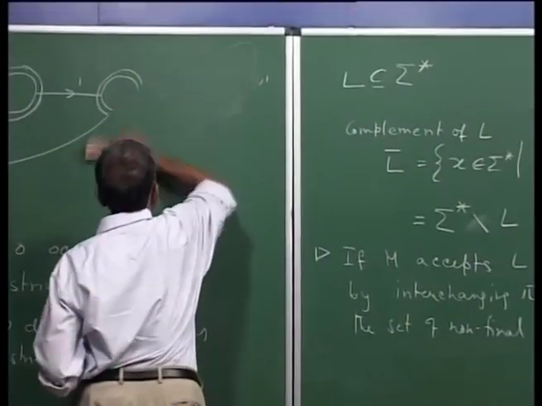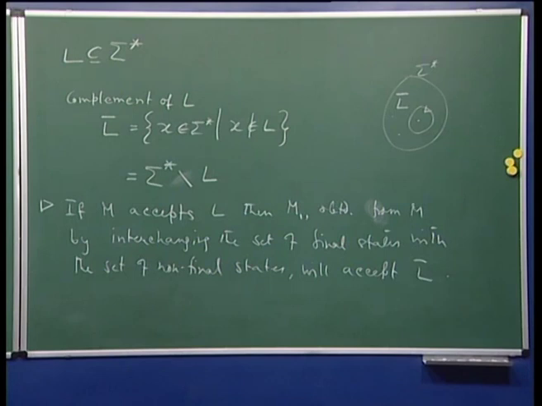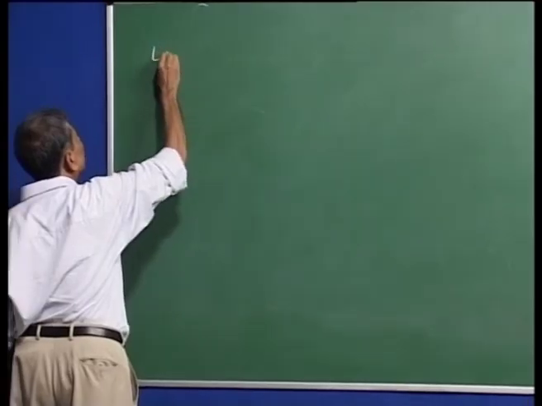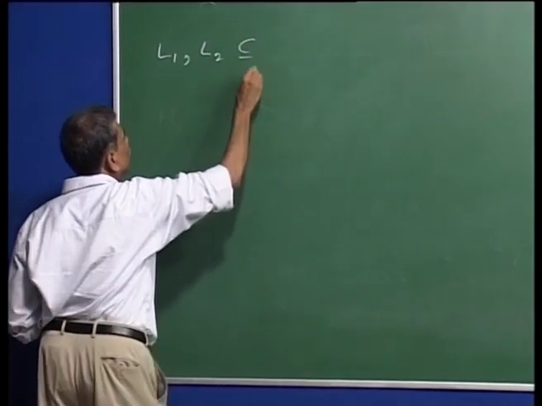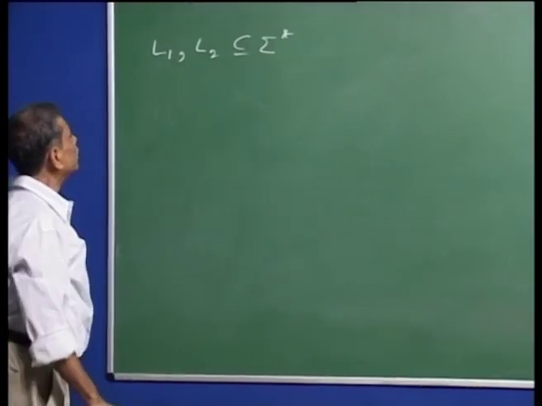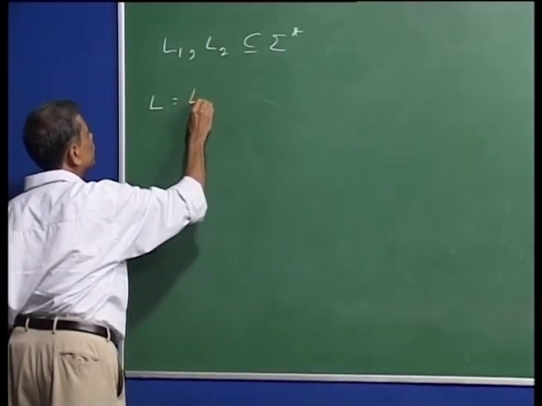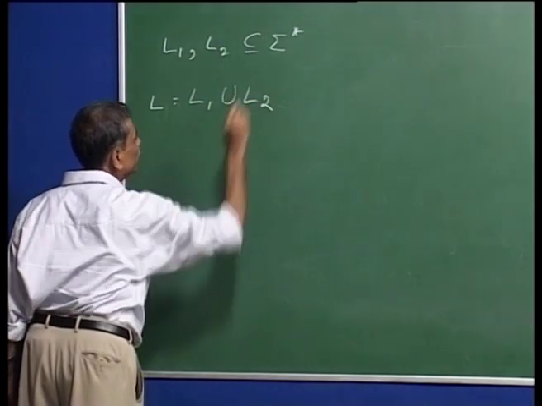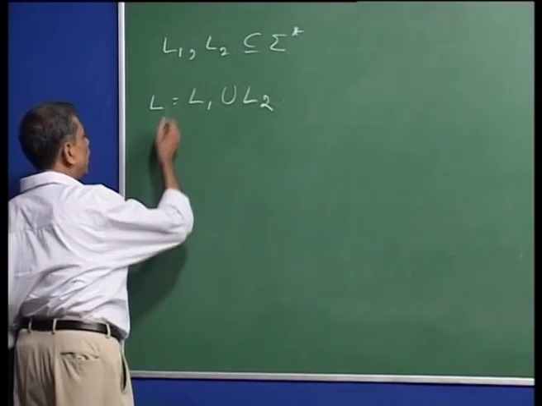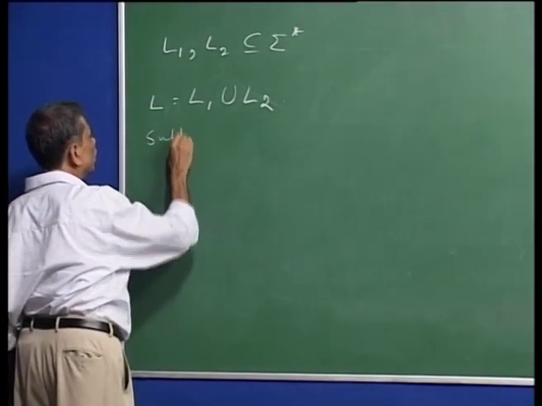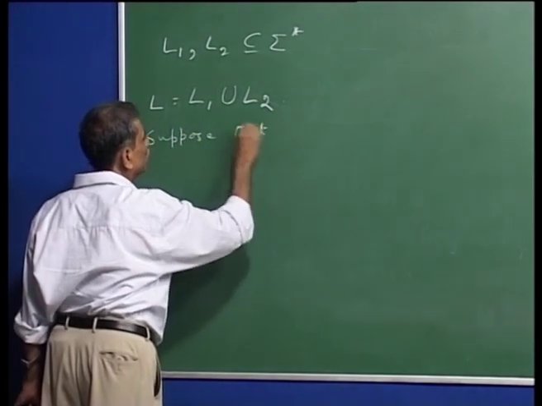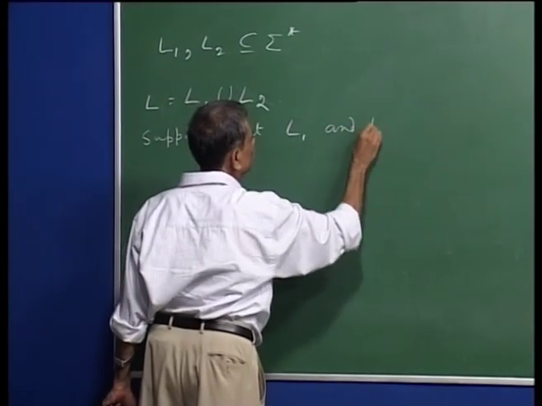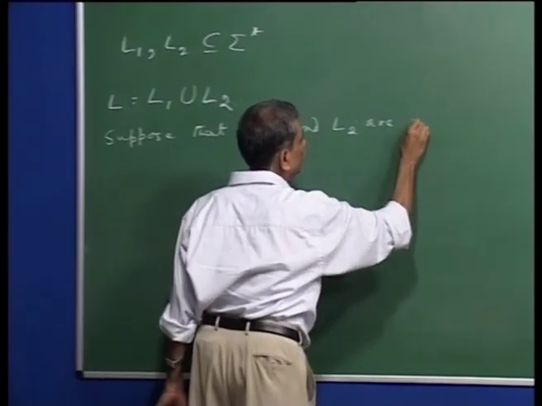Now, we can think of some other operations on sets and thereby get new languages from old languages. For example, consider union. So, I have two languages L1, L2, both over the alphabet sigma, and let me consider this new language, which is nothing but the union of L1 and L2. And now, suppose that L1 and L2 are regular.